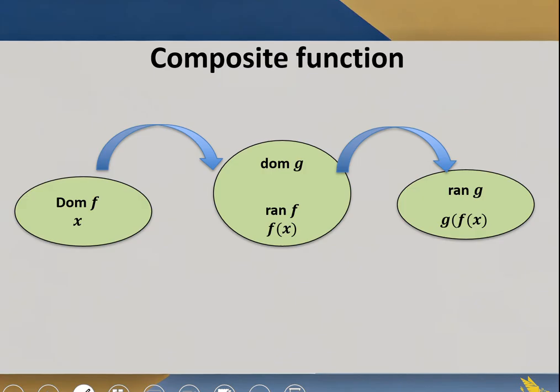Another diagram to help represent this is we start off with the domain of f, which is our x value. That turns into the range of f, also known as f of x, and we now call that the domain of g, because that is our input for the g function. Then that turns into the range of g, which is our composite function g of f of x.